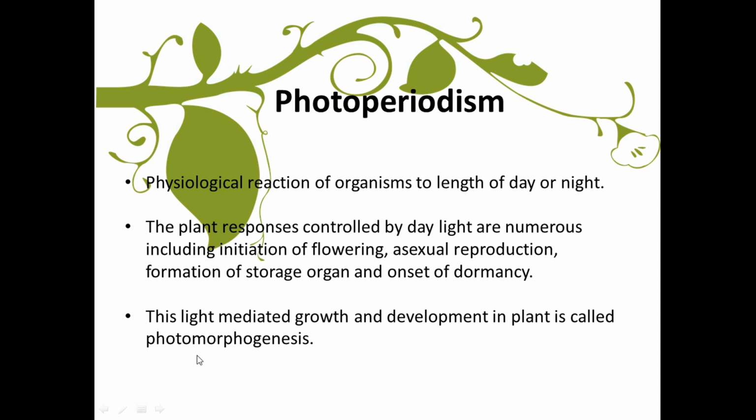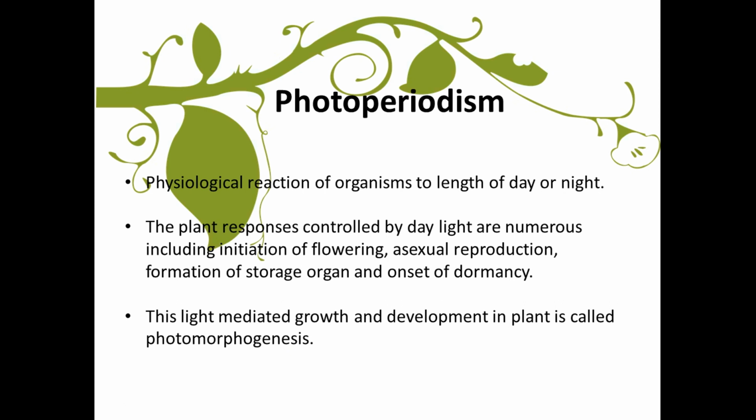Photo or photon means light. Morpho indicates some form or structure. Genesis means building up, or synthesis, or making something. So the formation of a structure, some kind of growth in response to the presence of light, could be referred to as photomorphogenesis.